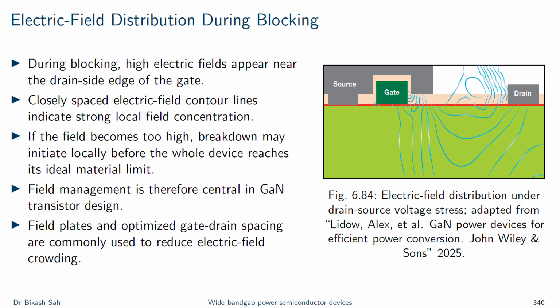For a converter designer, this also connects to dynamic voltage stress. A fast turn-off can generate voltage overshoot and ringing. Even if the steady-state DC voltage is within the rating, repeated transient peaks can stress the passivation or gate-drain region. So a good GaN design combines device-level field management and circuit-level overvoltage control.